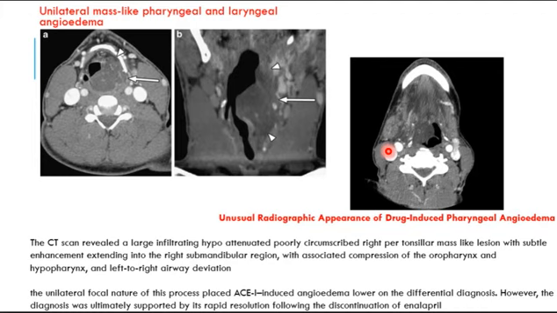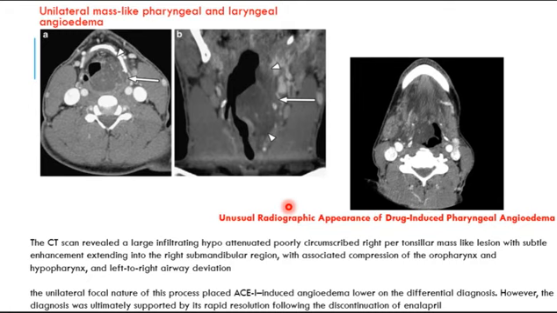The CT scan revealed a large infiltrating hypoattenuated, poorly circumscribed right tonsillar mass-like lesion with subtle enhancement extending to the right submandibular region, with associated compression of the oropharynx and hypopharynx, and left to right airway deviation. The unilateral focal nature of this process placed ACE-induced angioedema lower on the differential. They thought that it's a mass, but I read the article later on, when they excluded all other causes.